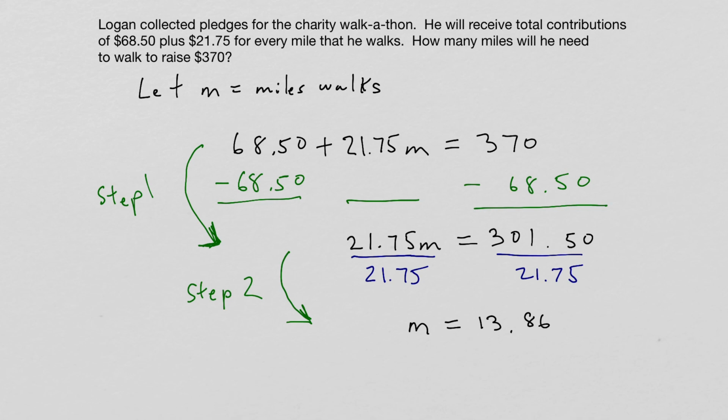Okay, so here's an interesting scenario. We find out that he needs to walk 13.86 miles. It's kind of odd because you usually don't walk a partial mile when you're raising funds. So when you get an answer like 13.86, you need to round it to the nearest whole number. Okay, so in other words, he's going to need to walk m is equal to 14 miles. So this is how many miles he will need to walk to raise a total of $370.